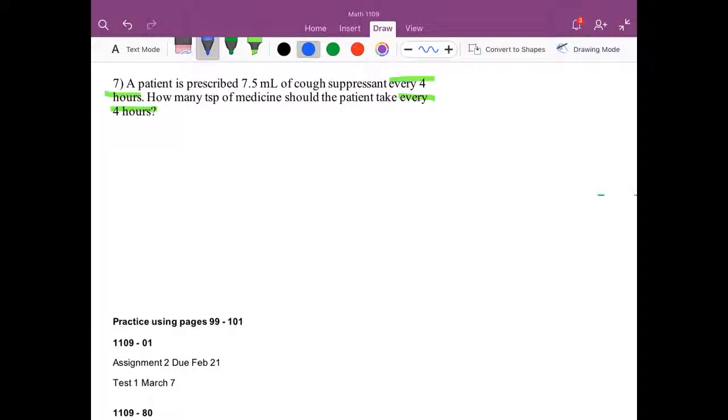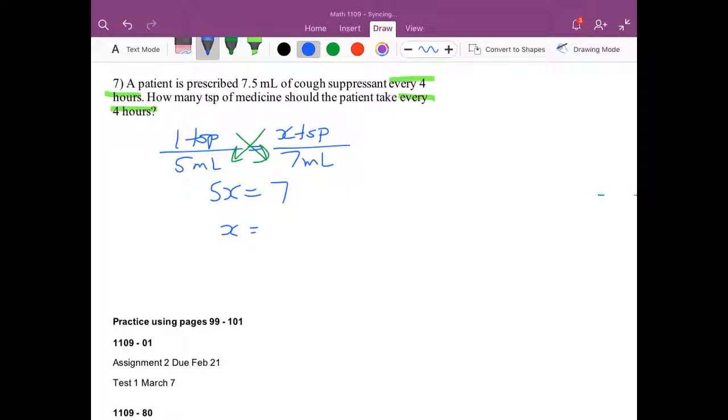So we look over at our list. We have 1 teaspoon is 5 milliliters. So how many teaspoons is 7.5 milliliters? Do some cross multiplying, and I get 5x equals 7.5. So x equals 1.5 teaspoons.